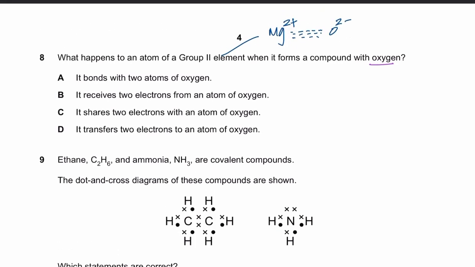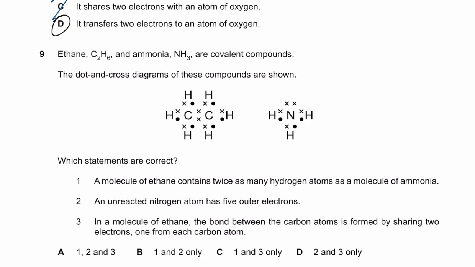Now A says it bonds with 2 atoms of oxygen. No, that's only 1. It receives 2 electrons? No, it donates, it transfers. It shares 2 electrons? No, it's not a covalent bond. It's an ionic bond between a metal and a non-metal. It transfers 2 electrons to an oxygen atom. Absolutely, it does that, right? And that's how an ionic bond is formed.